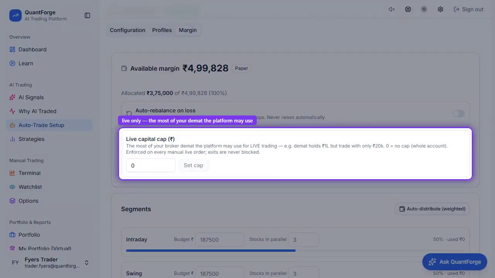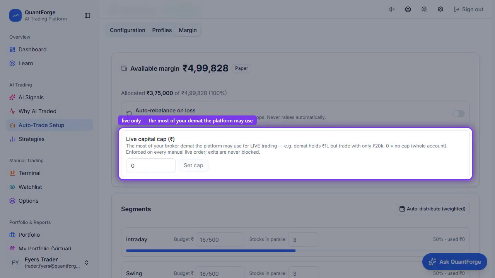Then the live capital cap, in rupees, with the set cap button. This one matters only for real money, and it is beautifully simple. Your broker demat might hold a lakh, but you only want the platform to risk 20,000 of it. Set the cap to 20,000 and that is the absolute most it can ever deploy live, across every type combined.